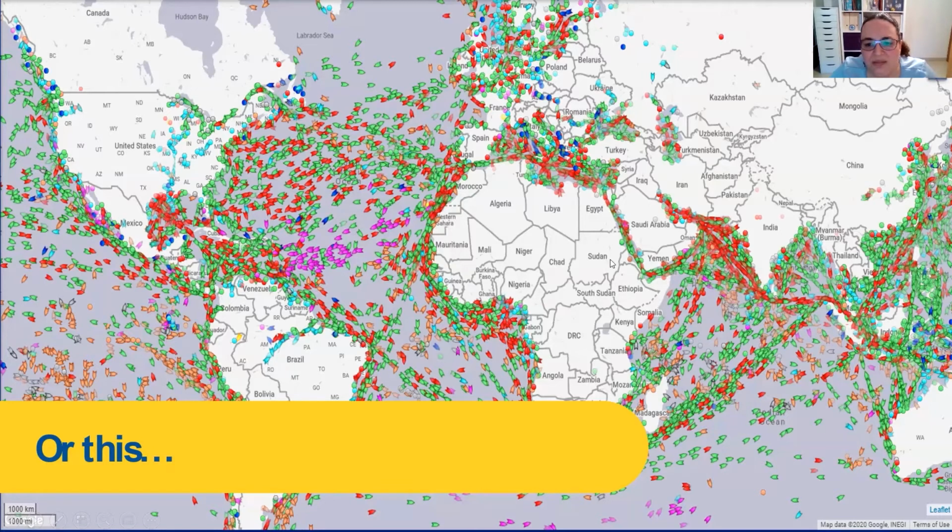I don't know if you noticed, but the dots are actually ships that stopped, and the arrows are ships that are going and they're showing their directions. This is again overloading for the user, and this is not helpful.